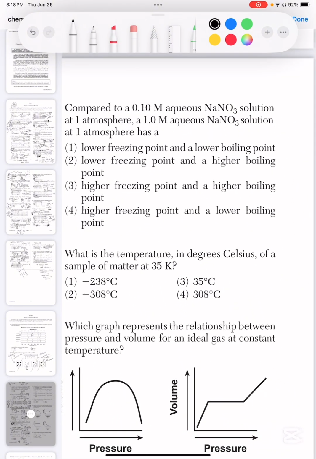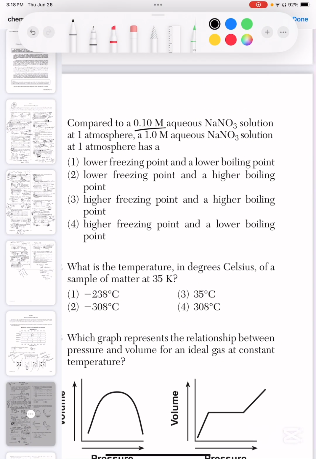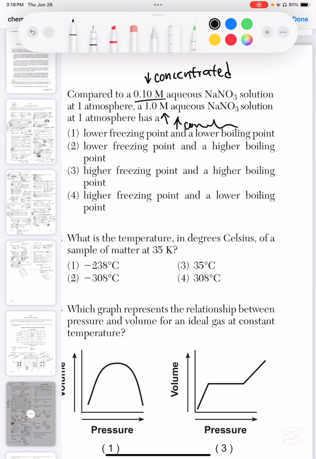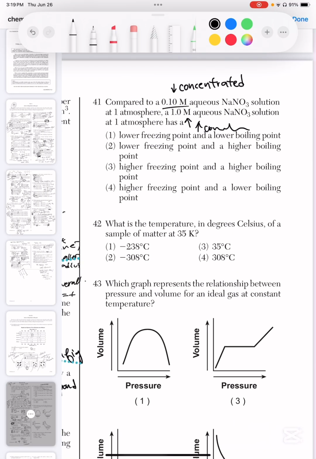Compared to this, this one is less concentrated because it's fewer moles per liter, right? And this is more concentrated. When you have a more concentrated solution, the boiling points and freezing points go more extreme. You have a lower freezing point and a higher boiling point. That's how that works, so that'd be number 2.